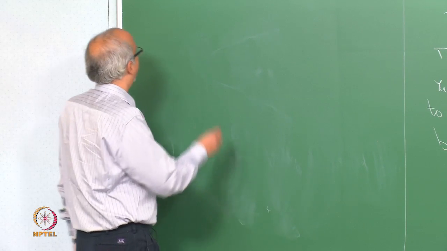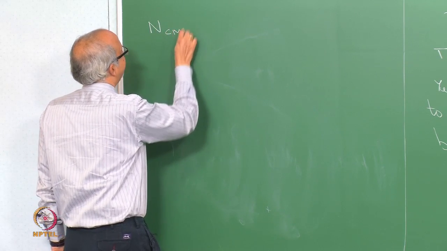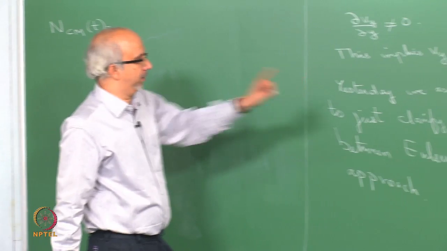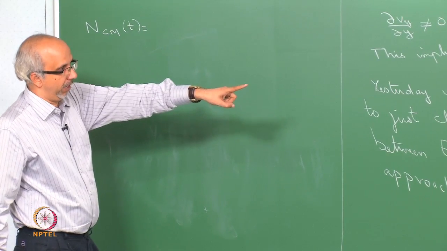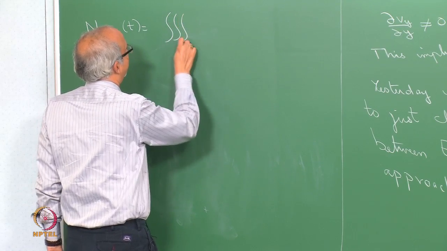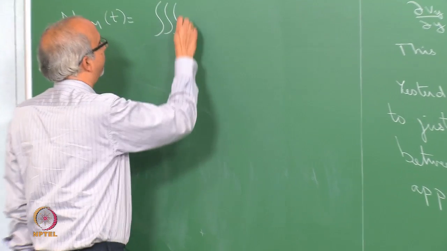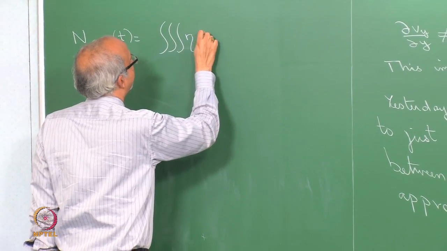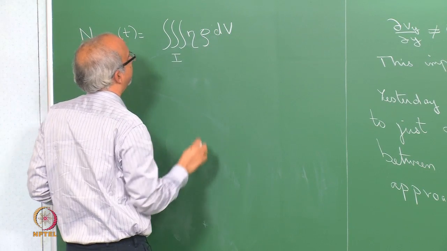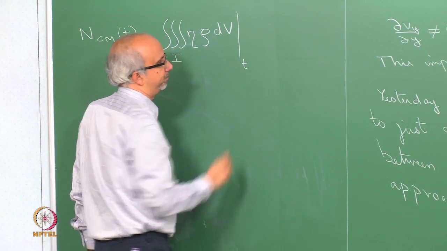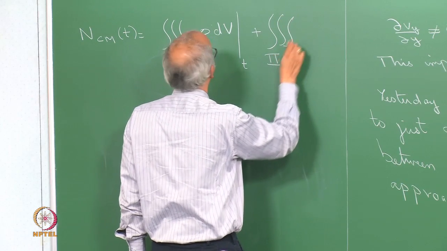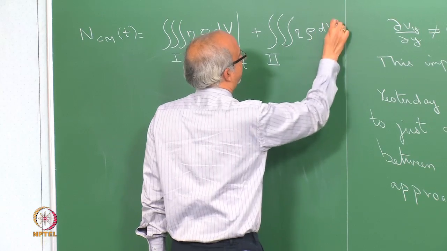So now we come back to N_CM of t. This is nothing but the property associated with the control mass which is now occupying regions 1 and 2. I am going to write this as the volume integral over region 1, evaluated at t, plus the volume integral over region 2 evaluated at t, dV.